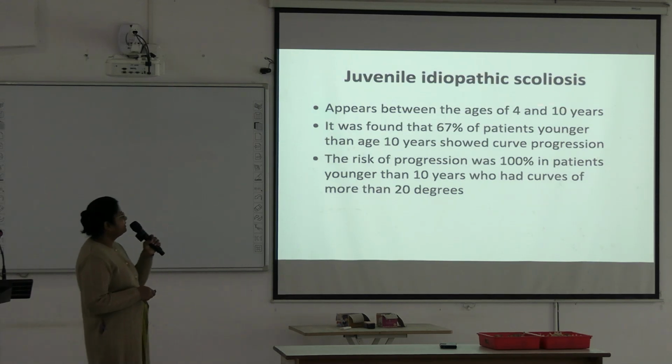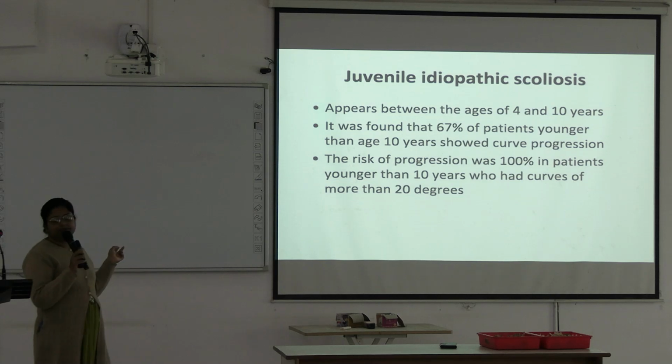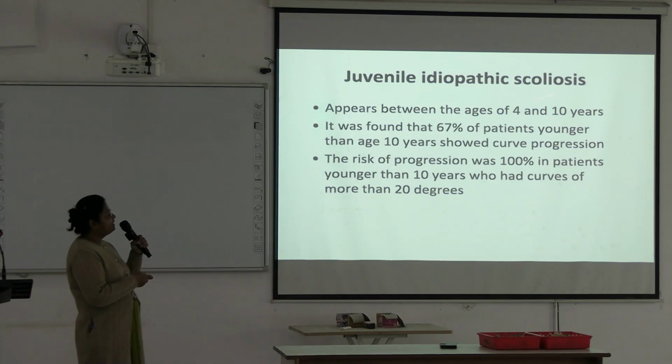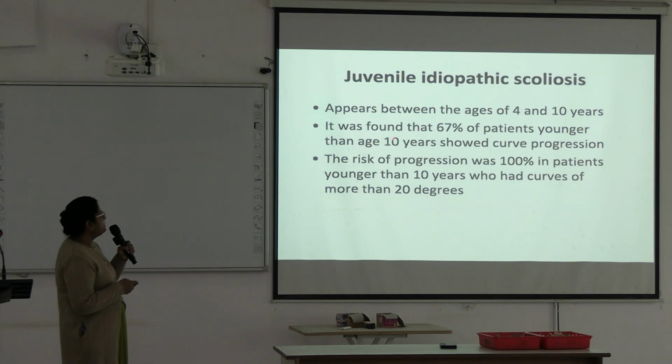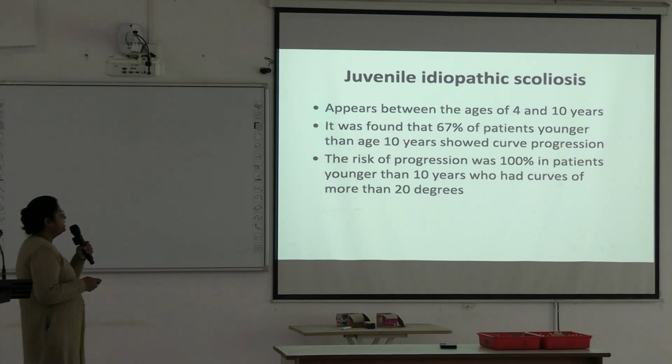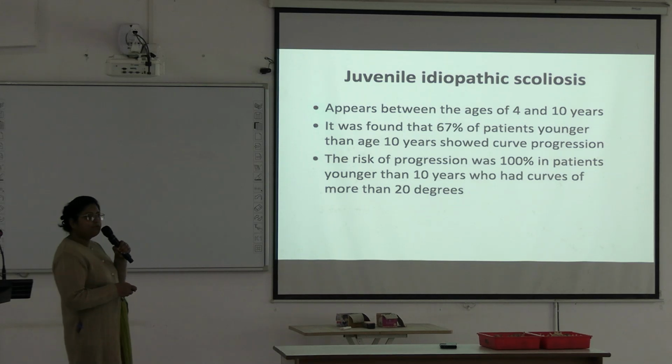Next, juvenile idiopathic scoliosis. That previous one was infantile. Next, we go to juvenile, 4 to 10 years. It was found that 67% of patients younger than age 10 years showed curve progression. Risk of progression was 100% in patients younger than 10 years who had curves of more than 20 degrees.